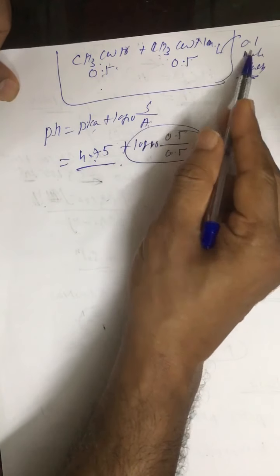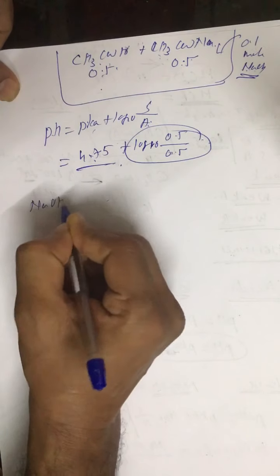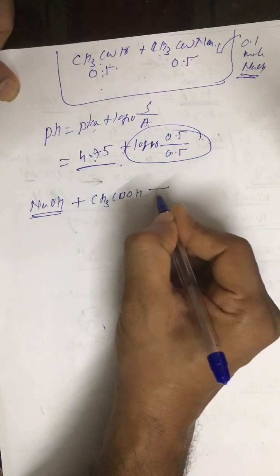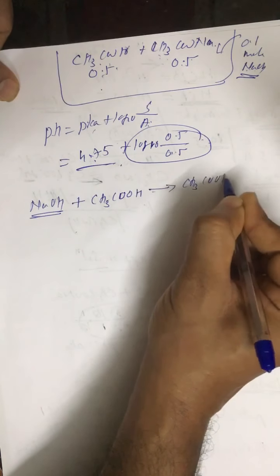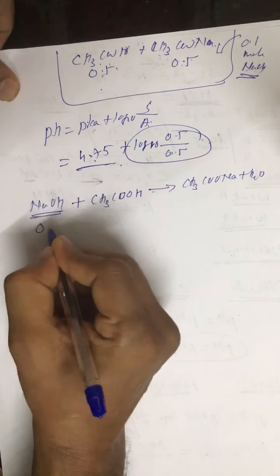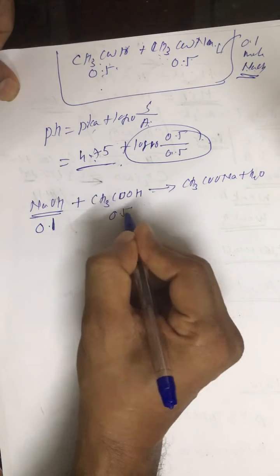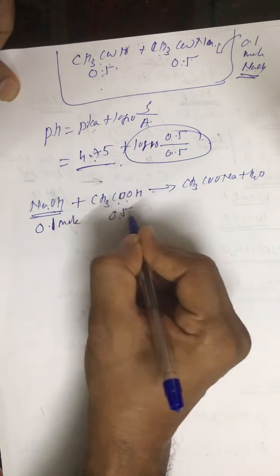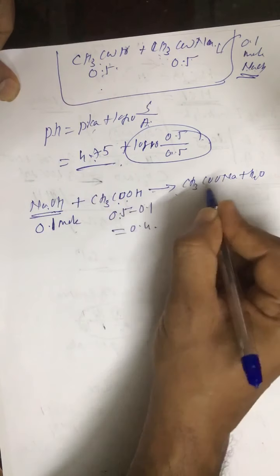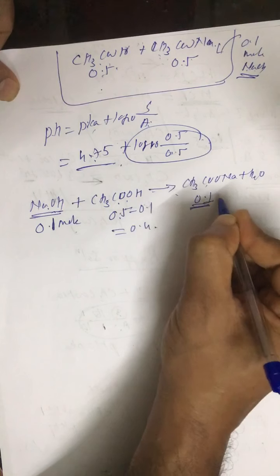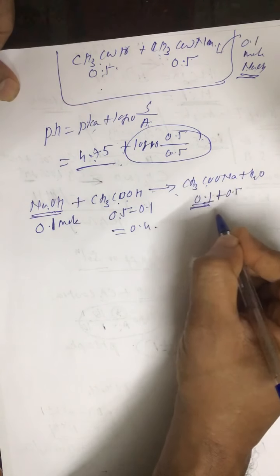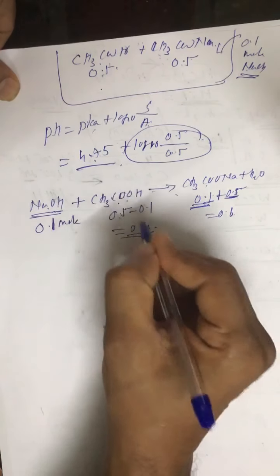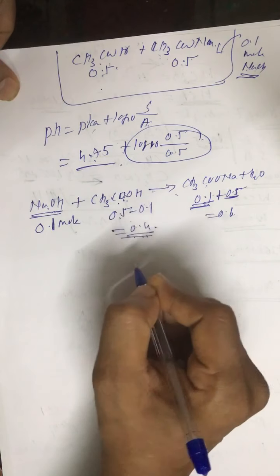Now in this solution 0.1 mole NaOH is added. This added NaOH will combine with acetic acid to produce sodium acetate plus water. So 0.1 mole of NaOH will combine with 0.1 mole of acetic acid to produce 0.1 mole sodium acetate. So the number of moles of sodium acetate becomes 0.6 because we already had 0.5 mole, and the number of moles of acetic acid is reduced to 0.4.